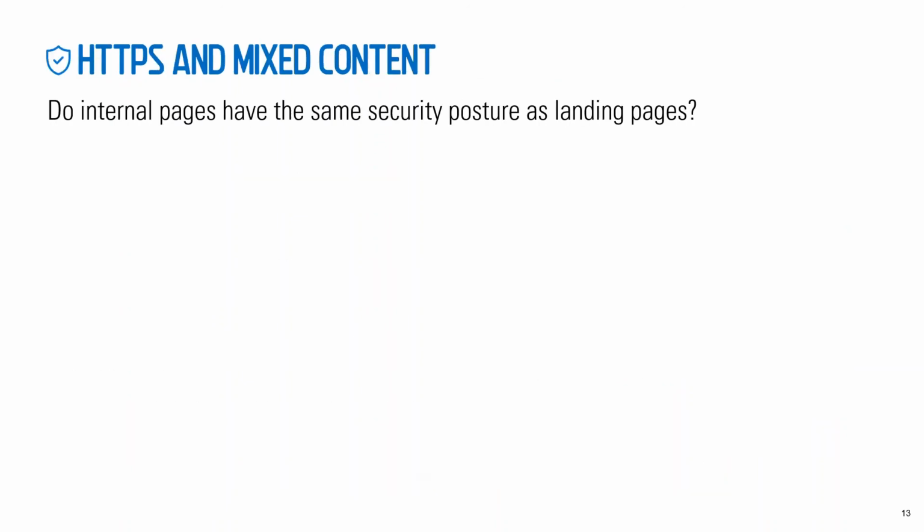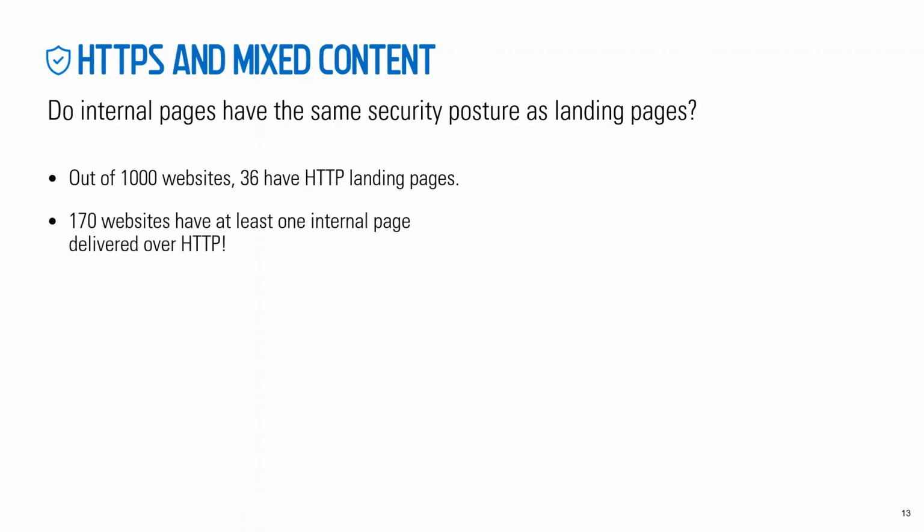Next, we talk about security. To determine whether a website has a good security posture, is it enough to measure just the landing page? Out of the 1,000 websites in H1K, only 36 have non-secure HTTP landing pages. The rest are served over HTTPS. On the other hand, 170 of those websites have at least one internal page delivered over HTTP when the landing page was HTTPS, and this is only from among the 19 internal pages that we measured.